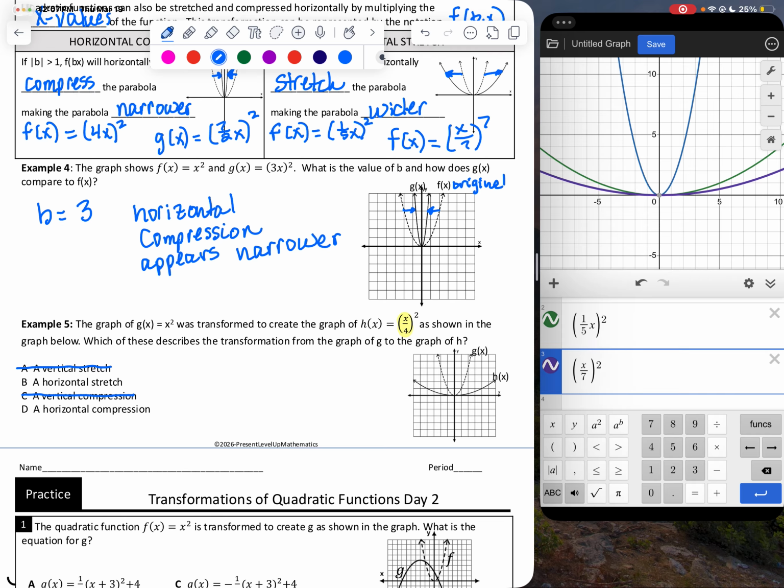So the dashed parabola is your original. So notice to get to the new, we have to stretch out our parabola. So this would be a horizontal stretch. And that concludes today's lesson, Transformations of Quadratic Functions, Part 2.